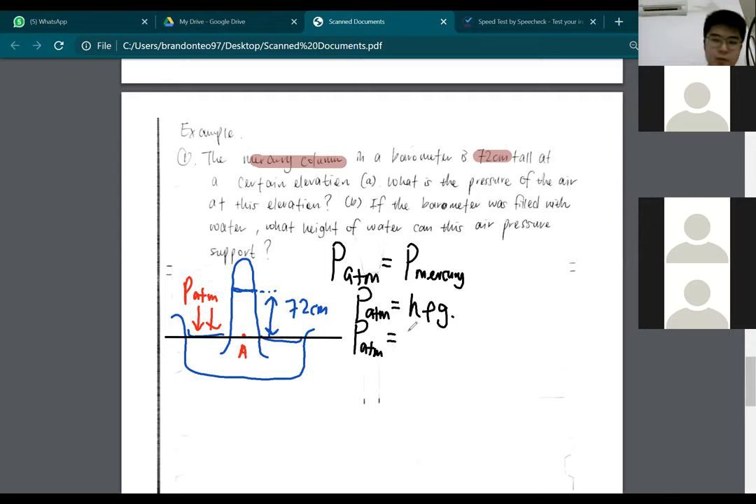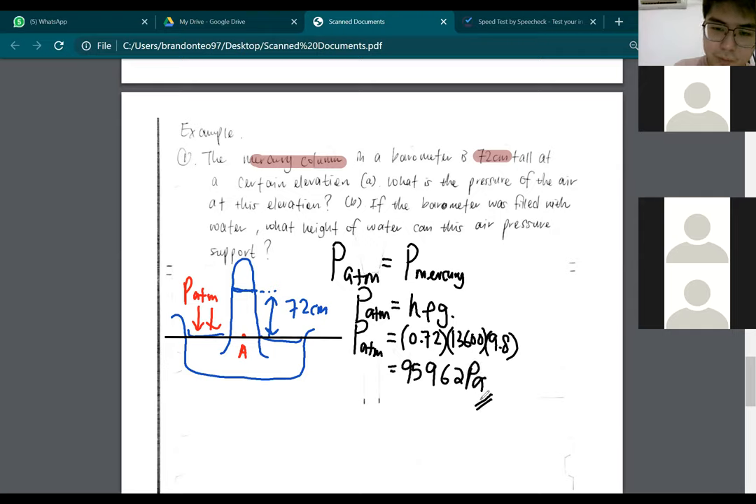Where is my paper? Okay, so 0.72. And then the density of the Mercury is 13600 and 9.8. Okay, and then you calculate, you will get 95962 Pascal. So this is the pressure of the ATM at that particular elevation.